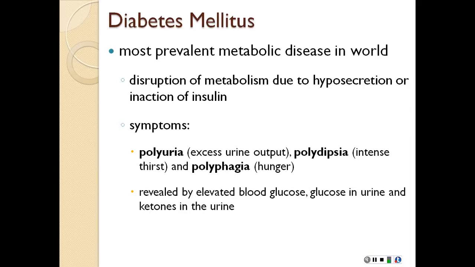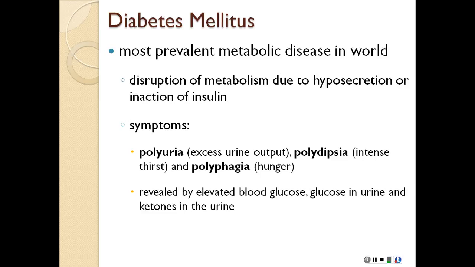When the body is not able to lower blood glucose levels, that is referred to as diabetes mellitus. This is the most prevalent metabolic disease in the world. There's a disruption in metabolism due to hyposecretion of insulin or inaction of insulin. We'll see that there's diabetes mellitus type 1 and type 2, and you'll need to know the difference between them. If a person has diabetes mellitus, whichever type, they're going to experience these symptoms.